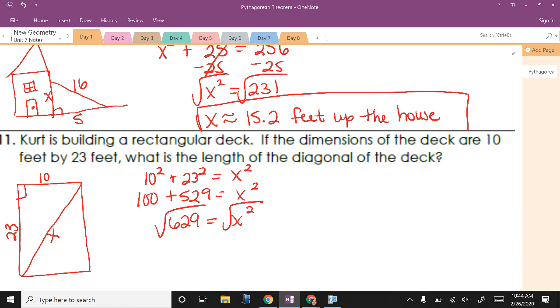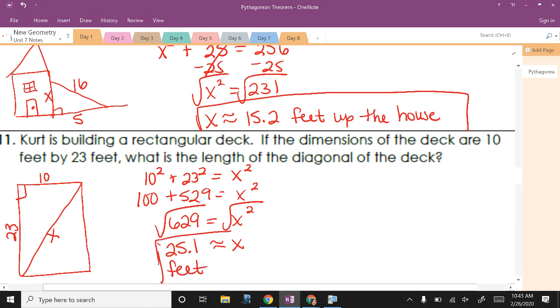What y'all get for the square root of 629? About what? 25.1-ish. So about 25.1 what? Feet for the diagonal. And that is longer than 23, isn't it? Not terrible, is it? Okay.